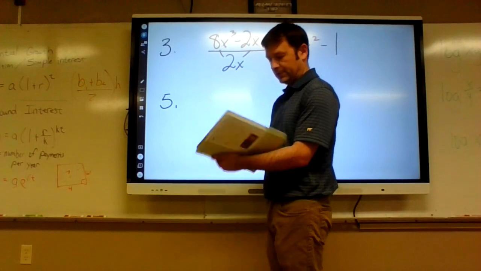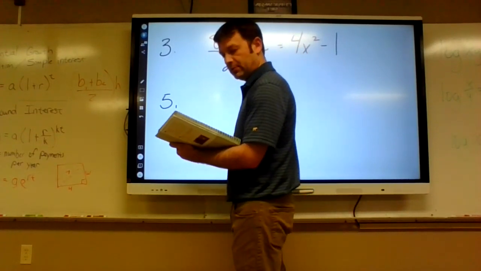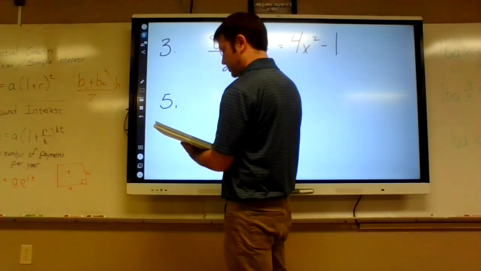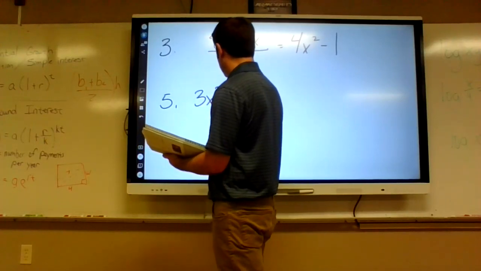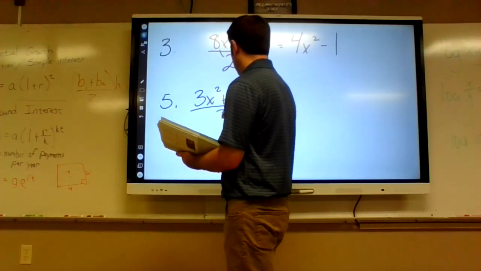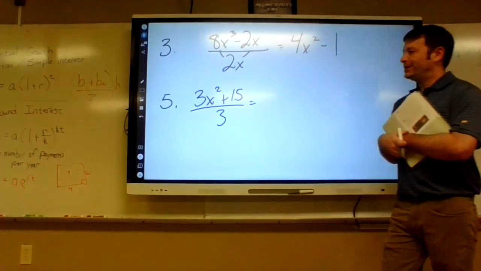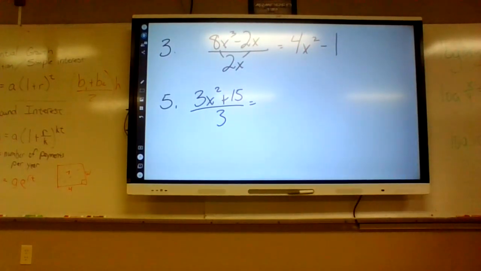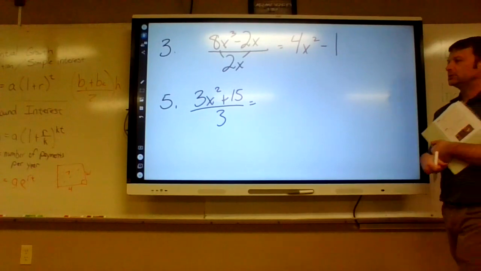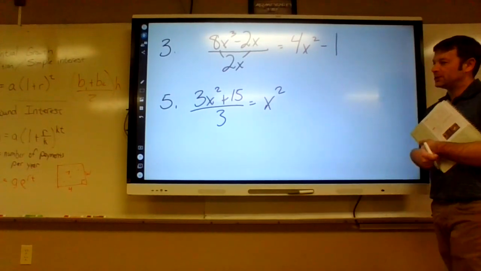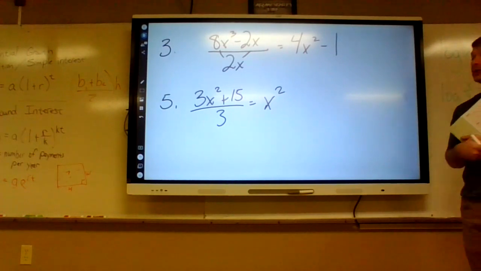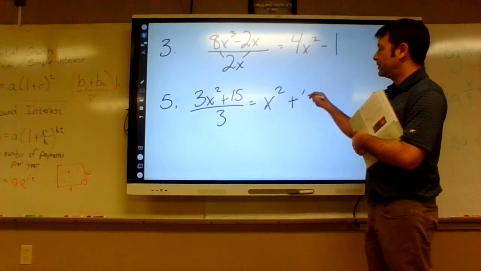Number 5. Oh, did I do the wrong problem? No, that's number 3x squared plus 15 divided by 3. What is 3x squared divided by 3? X squared. 1x squared is just x squared. Plus, what's 15 divided by 3? 5.